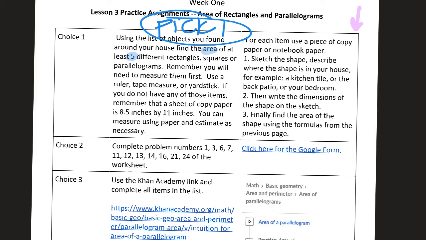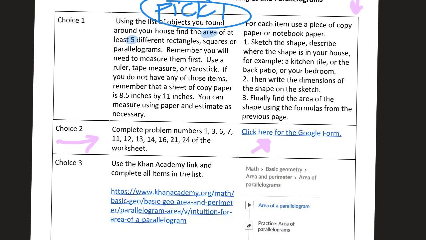Okay, for choice 2, on the next page, or on your assignment instructions, there's a worksheet. You're going to do problems 1, 3, 6, 7, 11, 12, 13, 14, 16, 21, and 24. Okay, if you want to do it on paper, just take a picture of your work and upload that, or there's a Google form. Okay, works just like the last one.